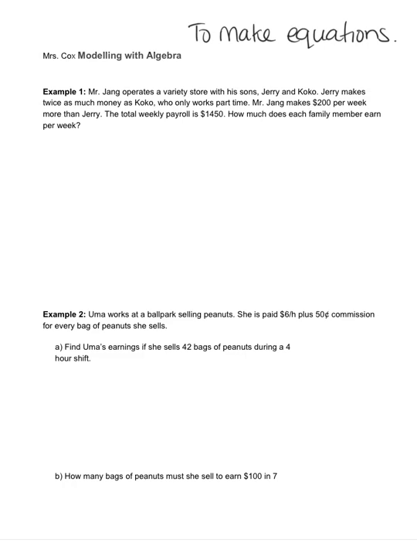So basically, the key information that we have here is that we know that Jerry makes twice as much as Coco. Okay, so that's important. Jerry makes twice as much money as Coco. And then we also know that Mr. Jang makes $200 more per week than Jerry. And the last key piece of information here is that the store spends $1,450 on payroll every week. And now we want to know how much each person makes.